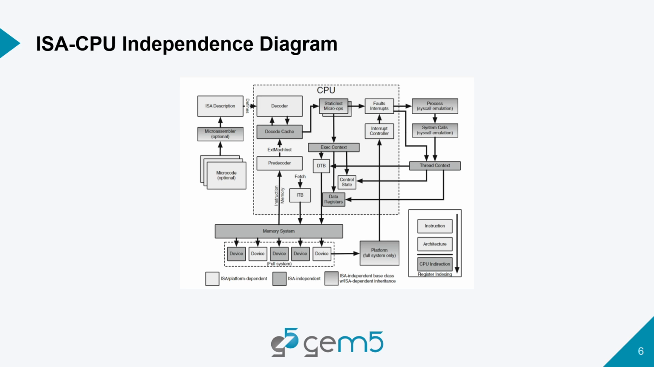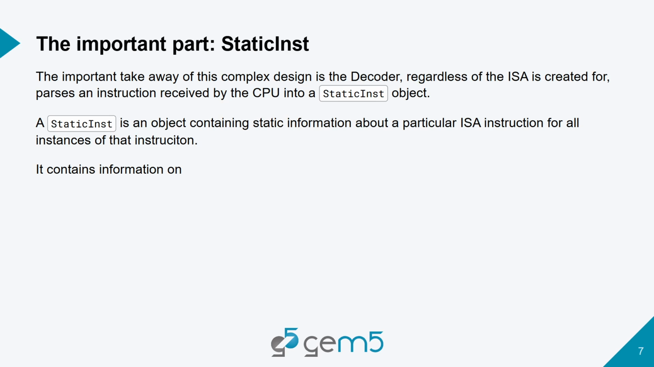I really think the core part of understanding this is you have an ISA description, and from that you can get a decoder, and you plug the decoder into your CPU, and that's how you create an x86 or RISC-V or ARM CPU model. And from there on, gem5 can process instructions, simulating a real-world piece of hardware. So I think this is the important part here.